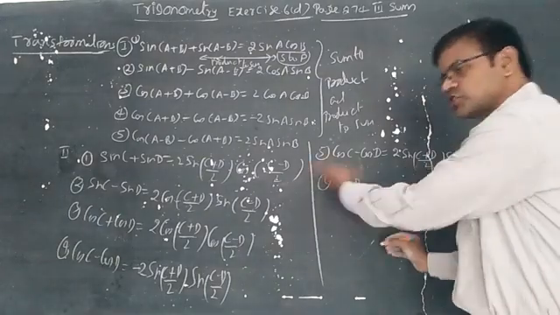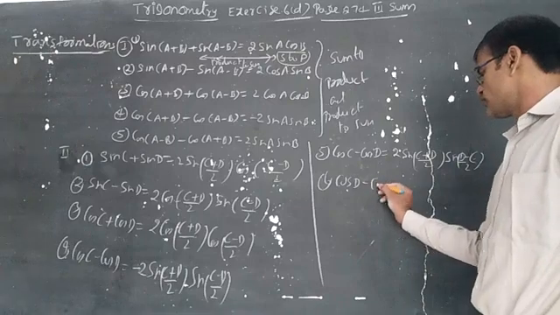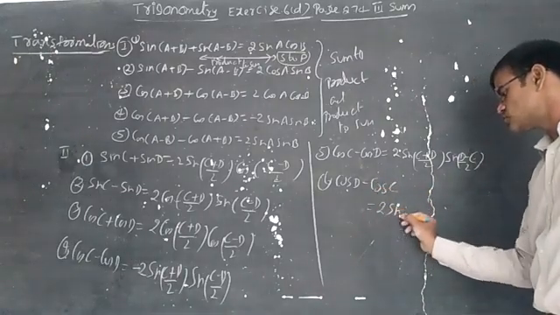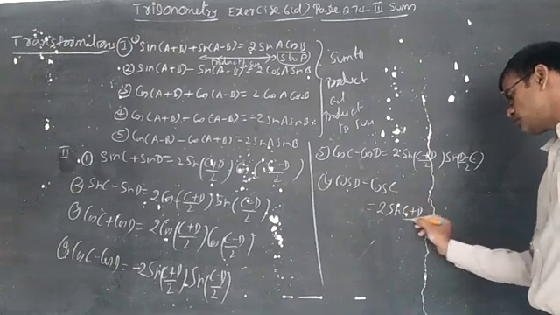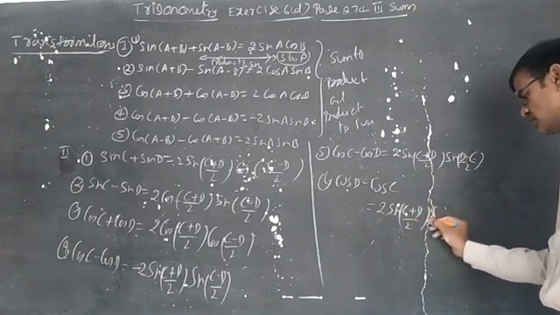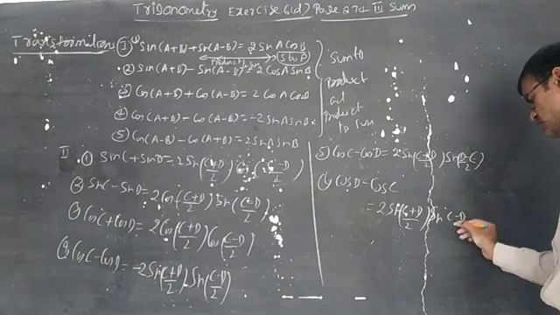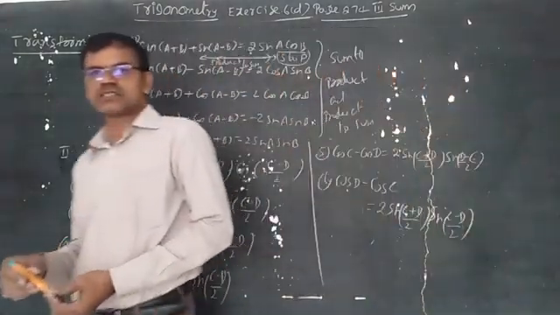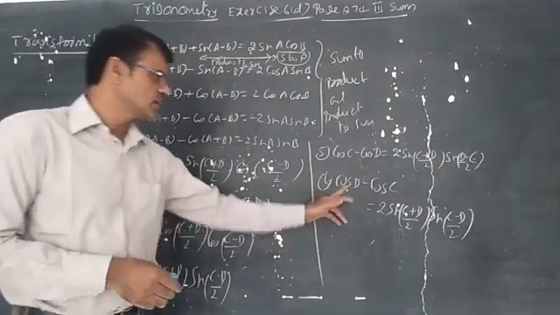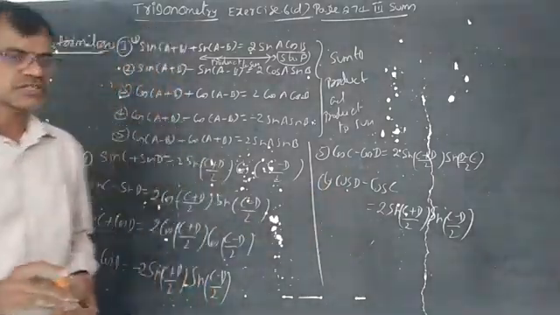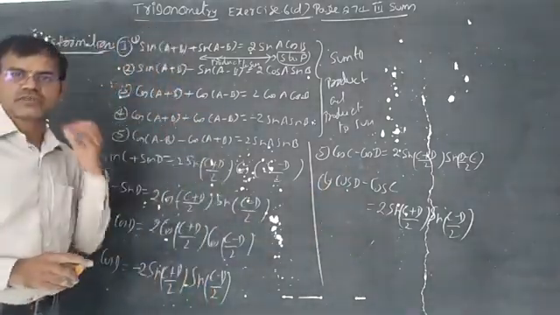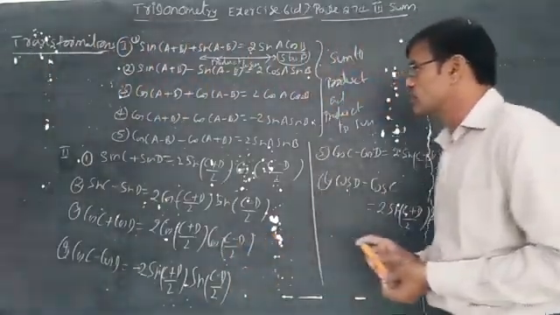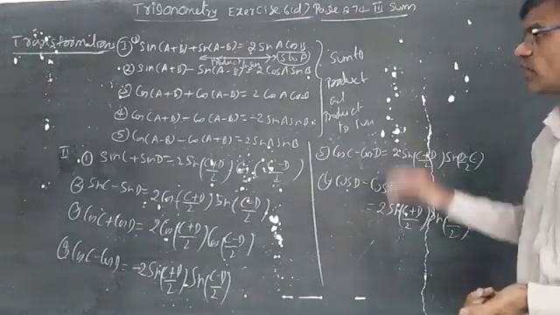Whenever you change the order first itself, cos d minus cos c becomes 2 sin of (c plus d) by 2 into sin of (c minus d) by 2, the direct formula. We are changing here to cos d minus cos c. Depending upon these transformations, two exercises are there: Exercise 6E and 6F.